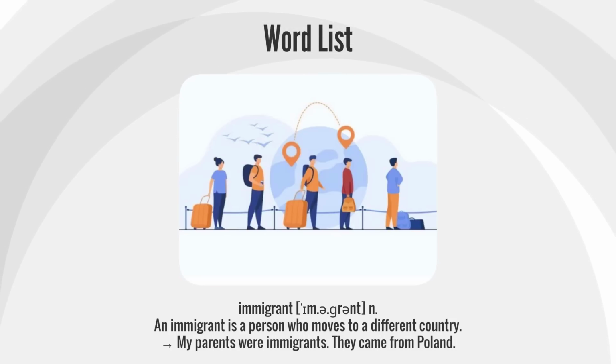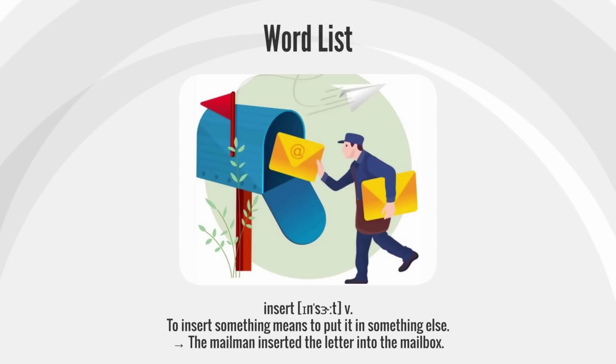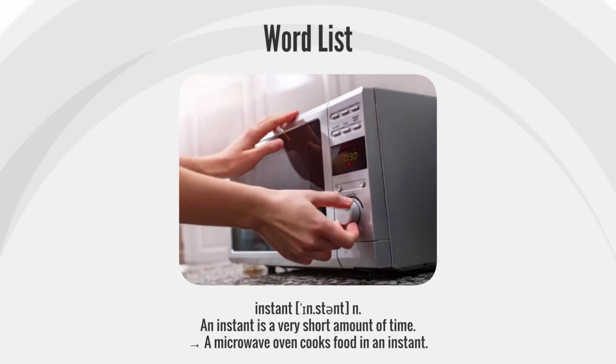Immigrant. An immigrant is a person who moves to a different country. My parents were immigrants. They came from Poland. Insert. To insert something means to put it in something else. The mailman inserted the letter into the mailbox. Instant. An instant is a very short amount of time. A microwave oven cooks food in an instant.